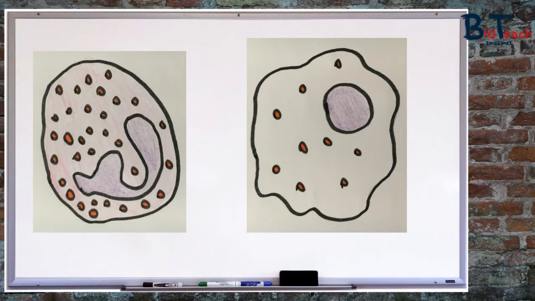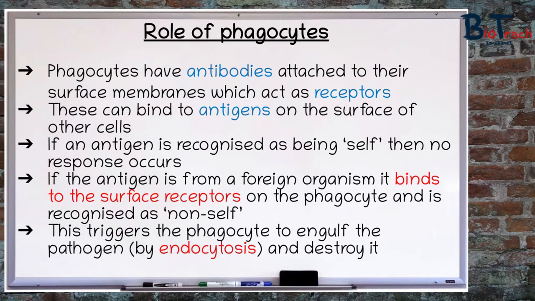In essence, it's that process known as phagocytosis. So we'll look at that in a second in diagrammatical format, and I'll give you the written version too. The first thing that we need to understand is really the role of phagocytes. Now, phagocytes have antibodies attached to the surface membranes, which will act as receptors. These will eventually be able to bind to the surface of other cells.